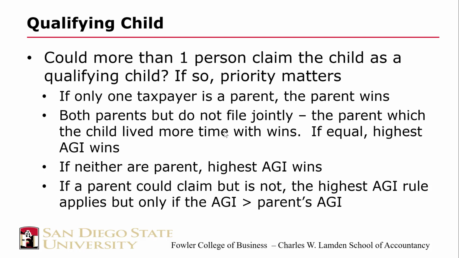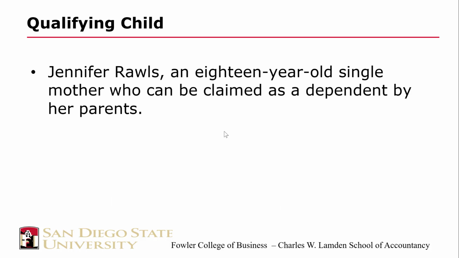If a parent could claim but is not claiming, so in this case, the parent is opting not to claim the qualifying child, then the highest AGI rule applies, but only if the AGI exceeds the parent's AGI. So this is a way of preventing taxpayers from shifting that dependency around to lower income people. Okay, so they're not permitting that to happen.